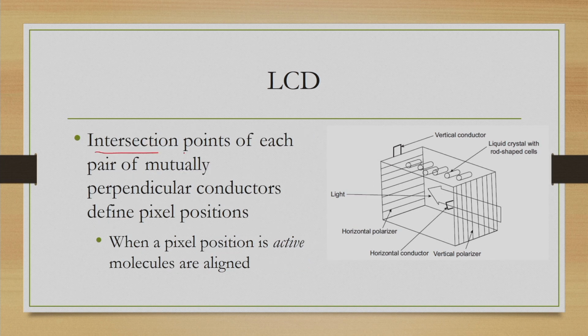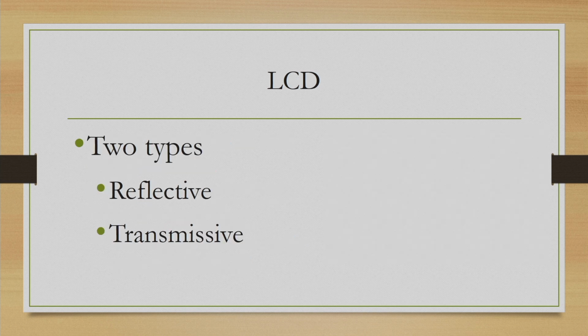The intersection points of each pair of mutually perpendicular conductors define a pixel positions. When a pixel position is active, molecules are aligned. Now, this LCD can be of two types, reflective and transmissive.